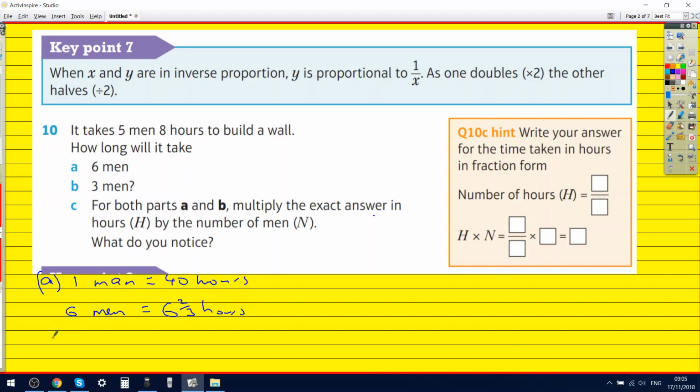Okay, 3 men. So 3 men, I think that's just doing 40 divided by 3. If you have half the number of men, oh, so would it just be 12 hours and 80 minutes? And can you make that simpler? So 13 hours and 20 minutes.